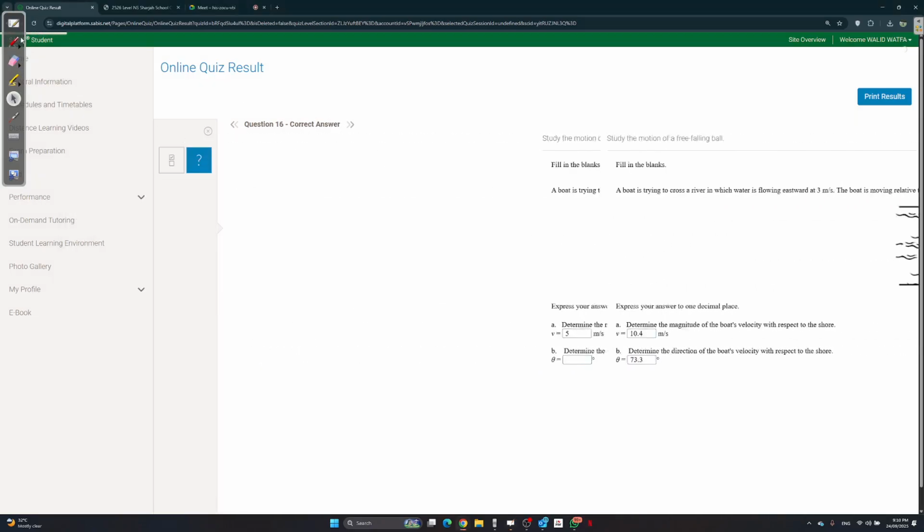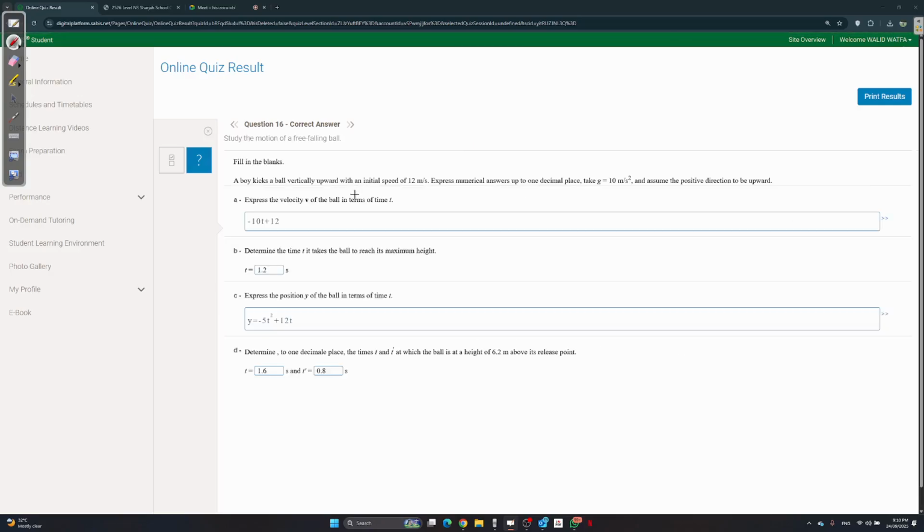16. Oh, this one, how many times did I solve this question? So many times. Let's do it fast. A boy kicks a ball vertically upward with an initial speed of 12, so V node is equal to 12. It's important to note vertically upward, so theta is equal to 90 degrees. Express numerical answers up to one decimal place. Express the velocity of the ball in terms of time t.